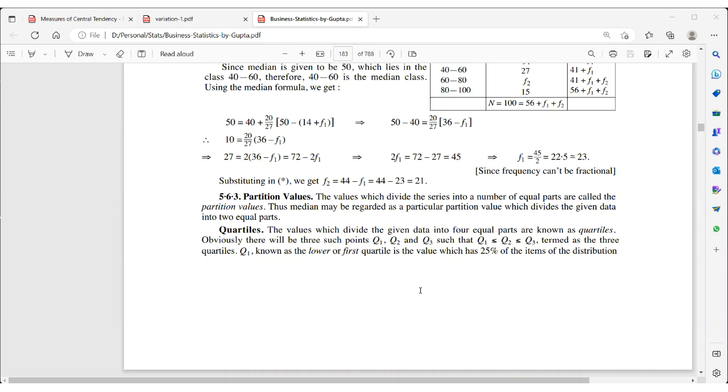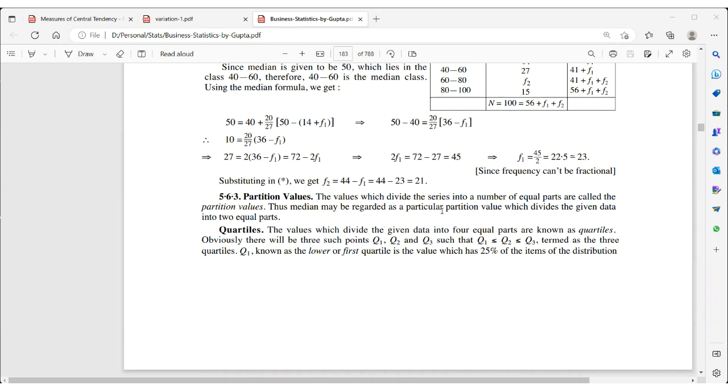When we calculate the positional average, we always put the data in either ascending or descending order. I have already told you that in the last class. In a similar way, when we do the calculation for the partition values, we have to arrange the data in ascending or descending order. The values that divide the series into a number of equal parts are called partition values.